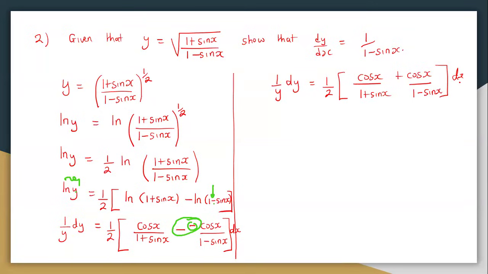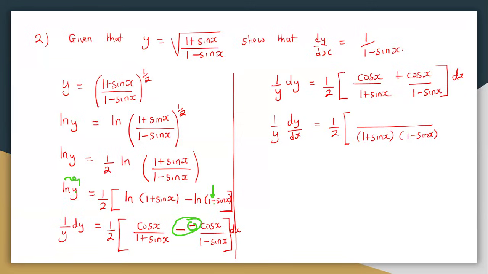So I can first remove this dx by bringing it this side. So I'll get 1 out of y dy/dx equaling 1 out of 2 into... Now what I have inside the bracket, I can first reduce it. Or I can first say, what is my LCM of 1 plus sine x and 1 minus sine x? Members, that is the same as 1 plus sine of x into 1 minus sine of x.